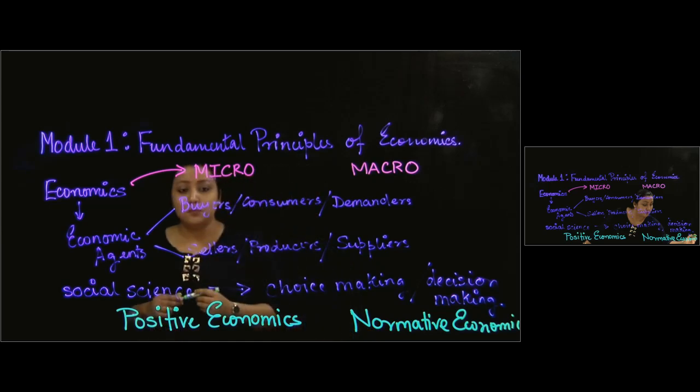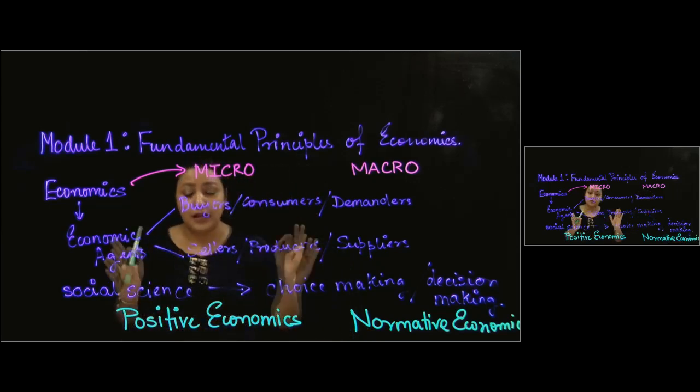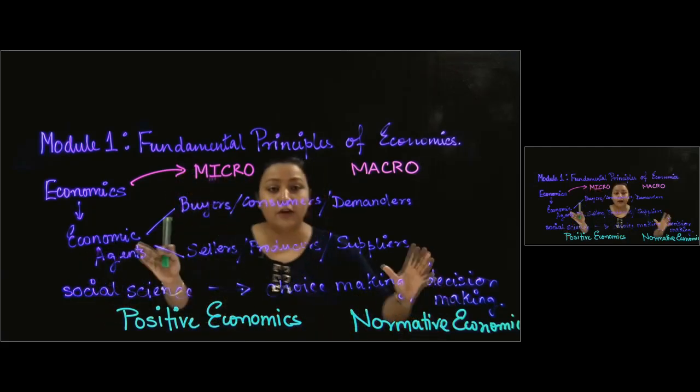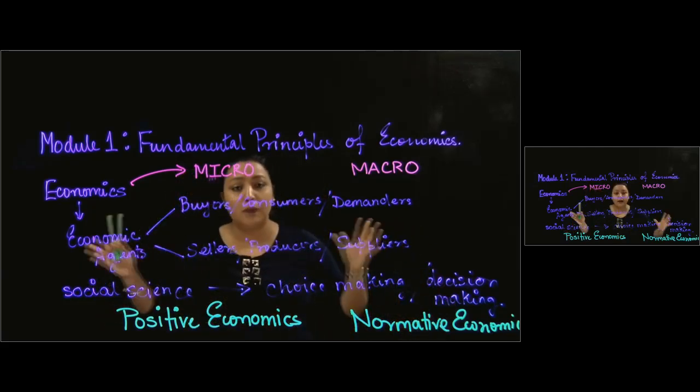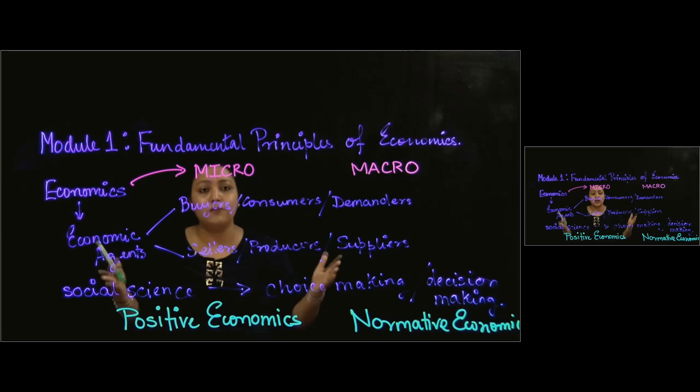Now, it's quite simple to understand the difference between the two. Please let me give you a disclaimer that positive and normative could be micro or macro. So, it is not really micro or macro specific. These are just two approaches of looking at economic phenomena.